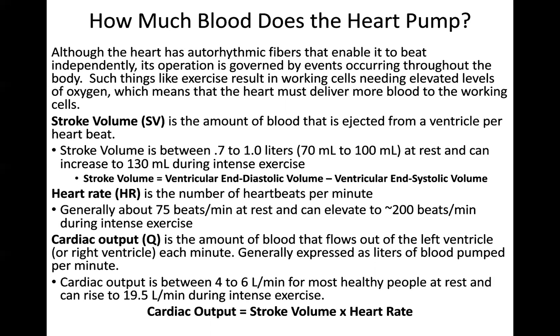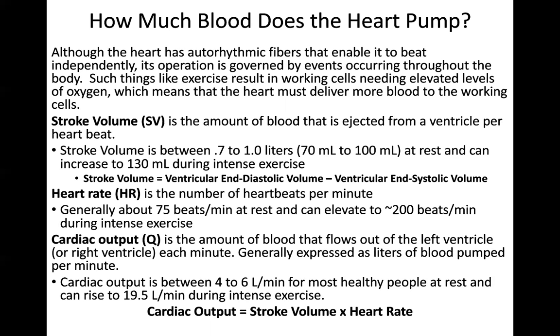Stroke volume, which is abbreviated SV for short, which makes sense. This is why that is the abbreviation, can be described as the amount of blood that's ejected from a ventricle per heartbeat. Essentially, you think about every time your heart squeezes and forces blood out, that amount that comes out is your stroke volume. It's about 70 to 100 mils at rest, and can increase to around 130 mils during intense exercise.